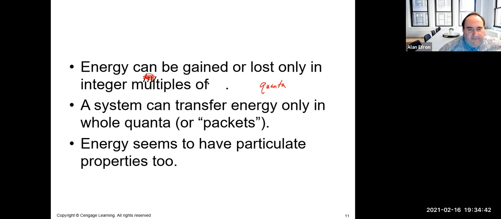And I'll put my hν over here. So it is sometimes given off in multiples of h times the frequency. And that gives us an equation which is important: E equals h times the frequency. h is Planck's constant, so it is a constant, and it is 6.63 times 10 to the minus 34 joules times second.